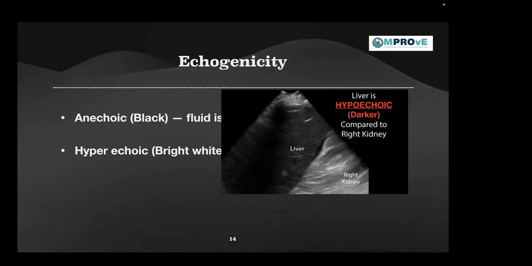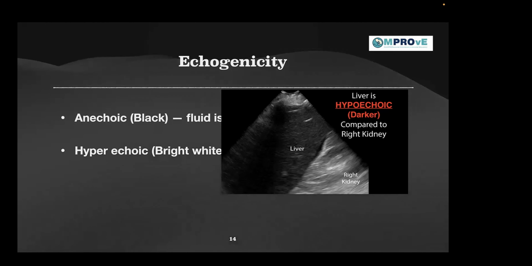Hypoechoic. Hypoechoic is nothing but a play between the anechoic and hyperechoic. So when we talk about hypoechoic, we are talking in relative terms. So liver appears darker than the kidney. So liver is hypoechoic compared to the kidney. Or for that matter, bladder will appear hypoechoic to the kidney.